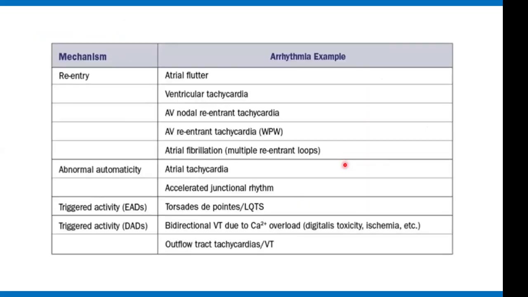So common examples of re-entry: we have atrial flutter, ventricular tachycardia, AV nodal re-entrant tachycardia, and atrial fibrillation is a form of re-entry, micro wavelets. Automaticity: atrial tachycardia, accelerated junctional rhythm. Then triggered activity: torsades, long QT syndrome, and delayed afterdepolarization, the bidirectional VT from digitalis toxicity. You can have ischemia also happening and the outflow tract obstructions.